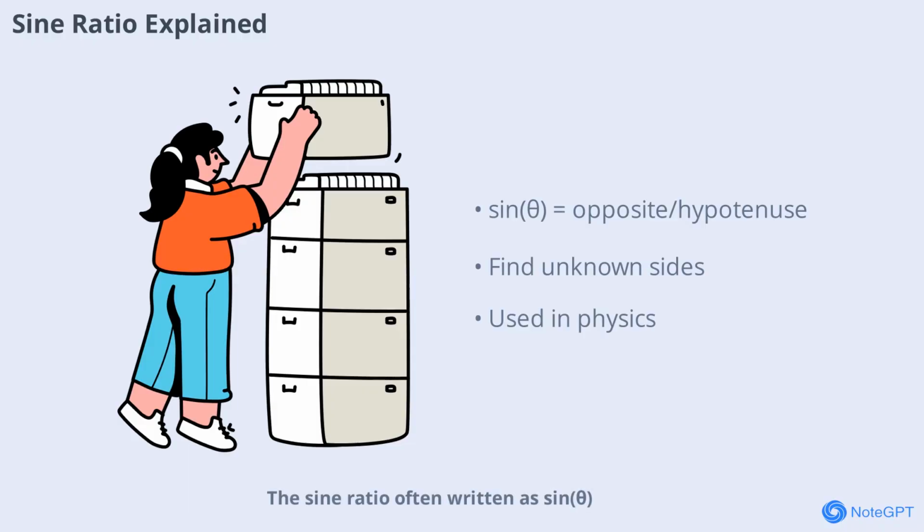The sine ratio, often written as sin θ, is one of the most important concepts in trigonometry. It's defined as the length of the side opposite the angle divided by the length of the hypotenuse. This simple ratio allows us to find unknown sides or angles in a right-angled triangle. Sine is used in everything from calculating heights to analyzing waves in physics.